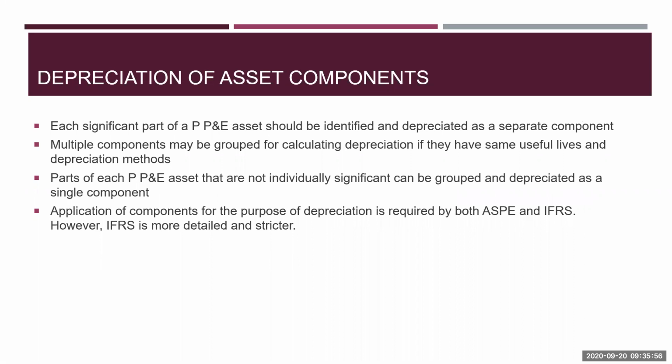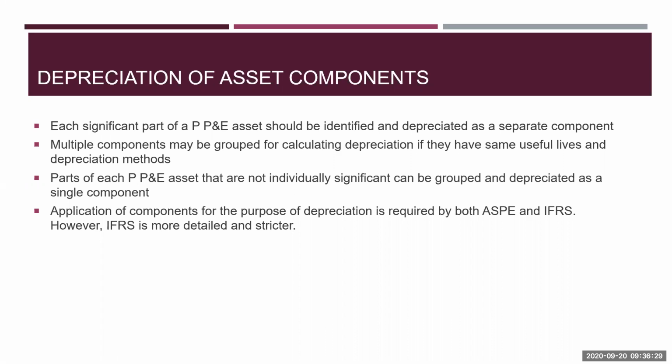Depreciation has to be for assets that have a definite life. Depreciation applies to property, plant, equipment, except for land. Land is the only item under PP&E that is not depreciated, but all the other capital assets under that section will be depreciated. Now, if there are significant parts of a PP&E asset, they should be identified and depreciated separately as components, and we need to do that.